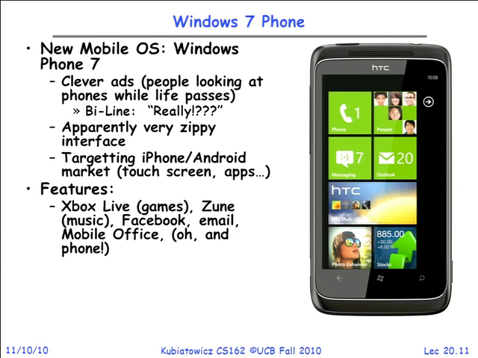Oh, and it actually makes phone calls too, but who cares about that anymore? One reviewer I was reading about this said the one thing they're missing for an attempt at being a social networking phone is there's no Twitter. So apparently you can't tweet from this thing. I don't know, I guess that kills it for some people.